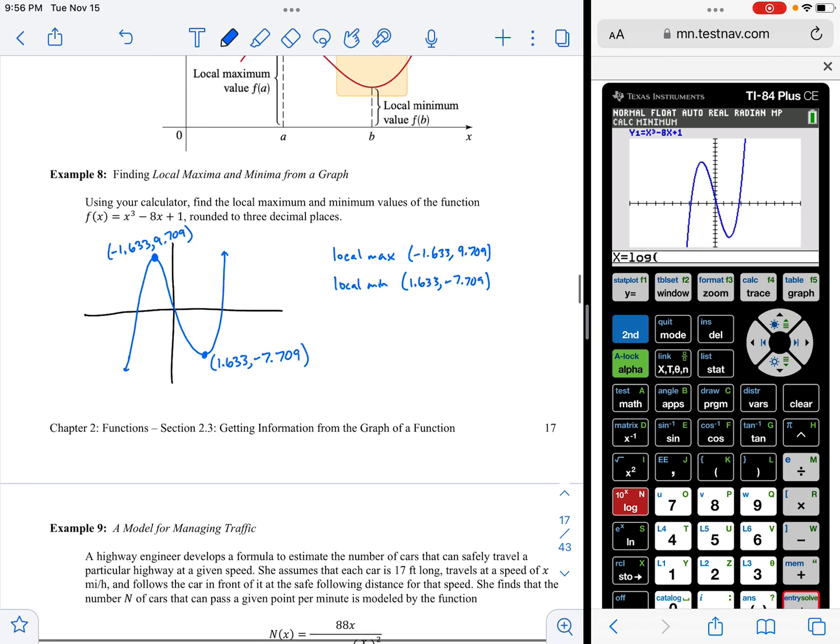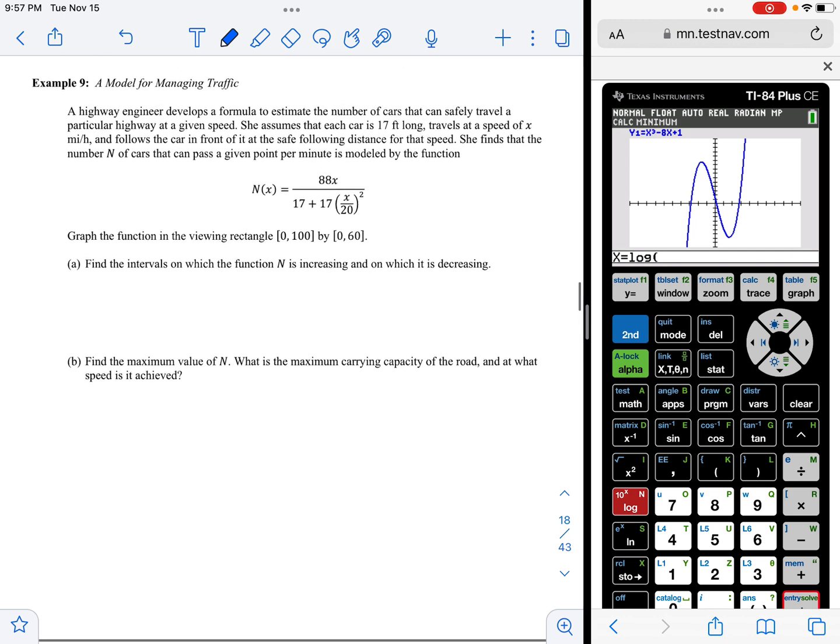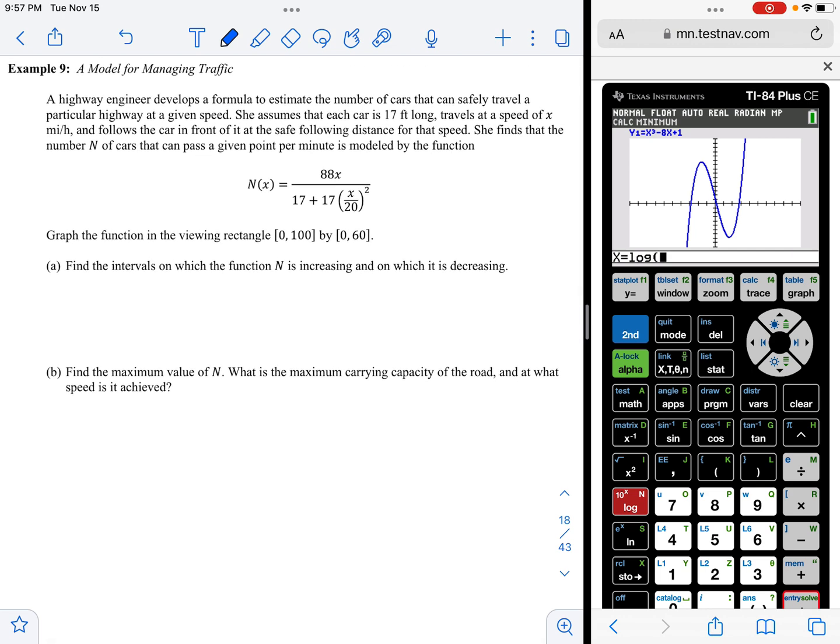All right, let's move on to the very last example. So this is just an application of this maximum minimum idea. So this is a traffic model question. A highway engineer develops a formula to estimate the number of cars that can safely travel a particular highway at a given speed. She assumes each car is 17 feet long, travels at a speed of x miles per hour, and follows the car in front of it at a safe following distance for that speed.